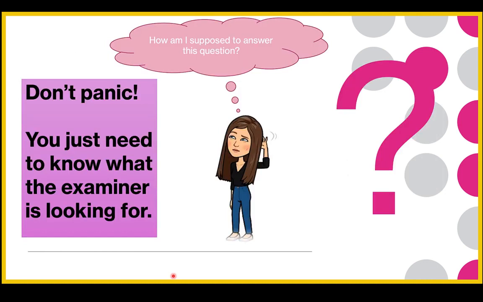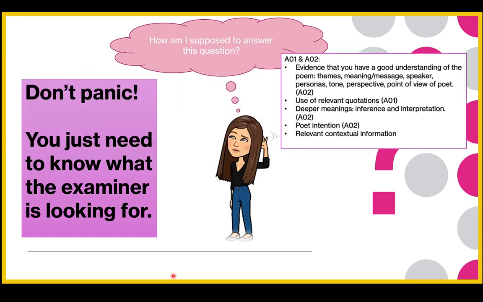So how are you supposed to answer this question? Now, all you need to do is just make sure that you know what skills are being assessed and where. So first of all, you've got your AO1 and AO2. So this is evidence that you've got a good understanding of the poem, and that's just what I've mentioned. Do you understand the themes? Do you understand the meaning and the message? Do you know who the speaker is, what their perspective is, what their voice is? Think about the tone and think about the point of view of the poet as well.